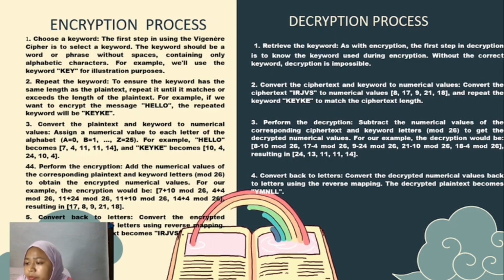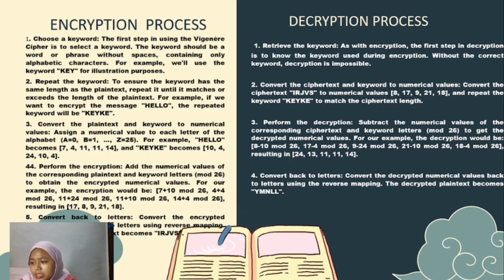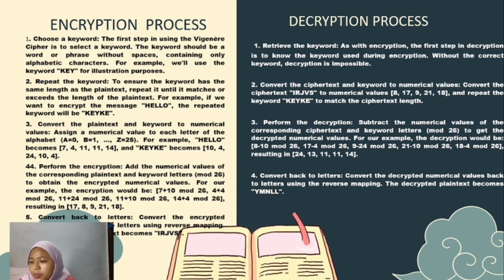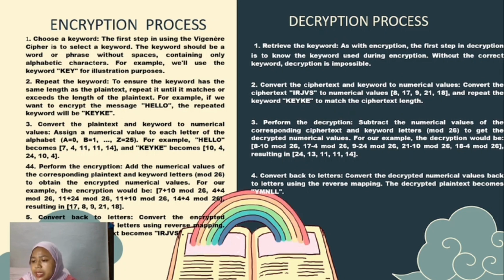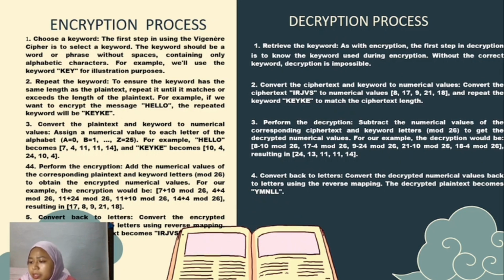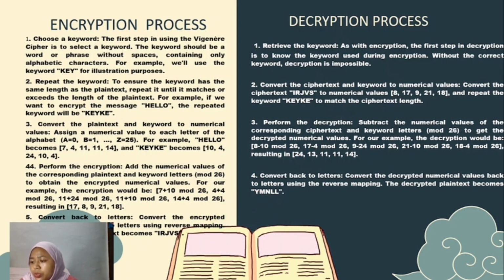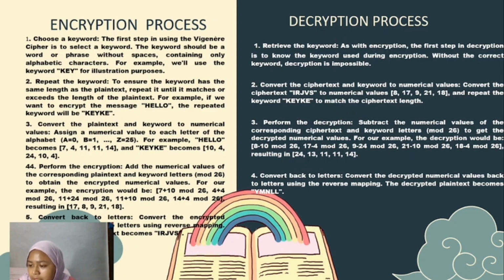Okay, step 1, choose a keyword. The first step in using the Vigenere cipher is to select a keyword. The keyword should be a word or phrase without spaces, containing only alphabetic characters. For example, we use the keyword KEY for illustration purposes. Number 2, repeat the keyword. To ensure the keyword has the same length as the plaintext, repeat it until it matches or exceeds the length of the plaintext. For example, if we want to encrypt the message hello, the repeated keyword will be KEYKE.